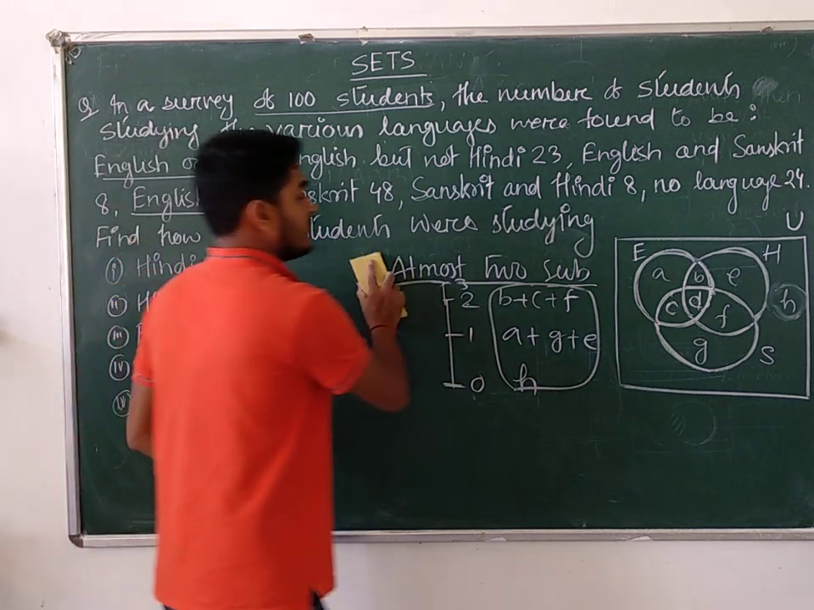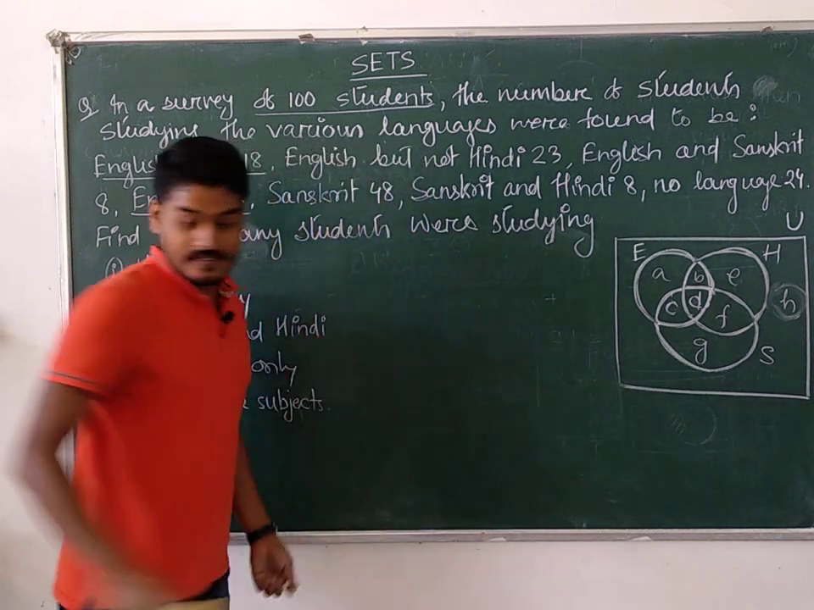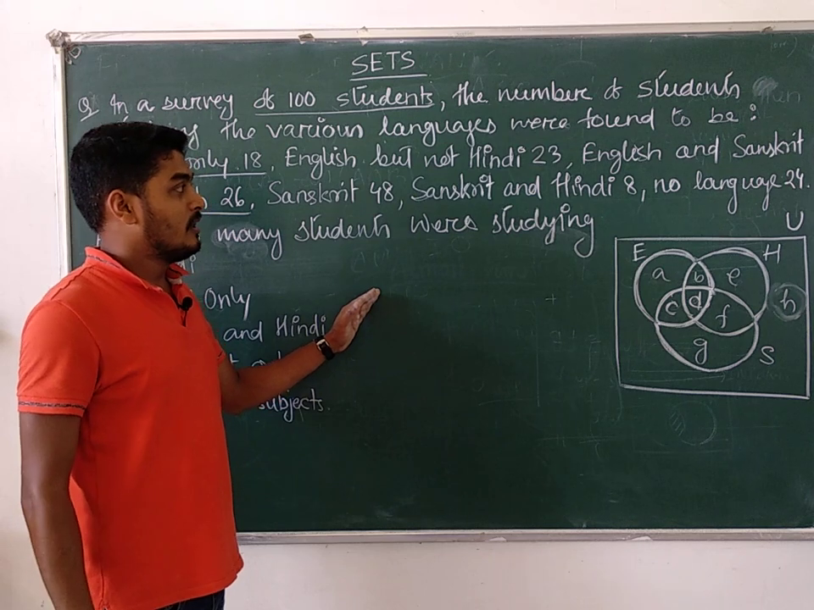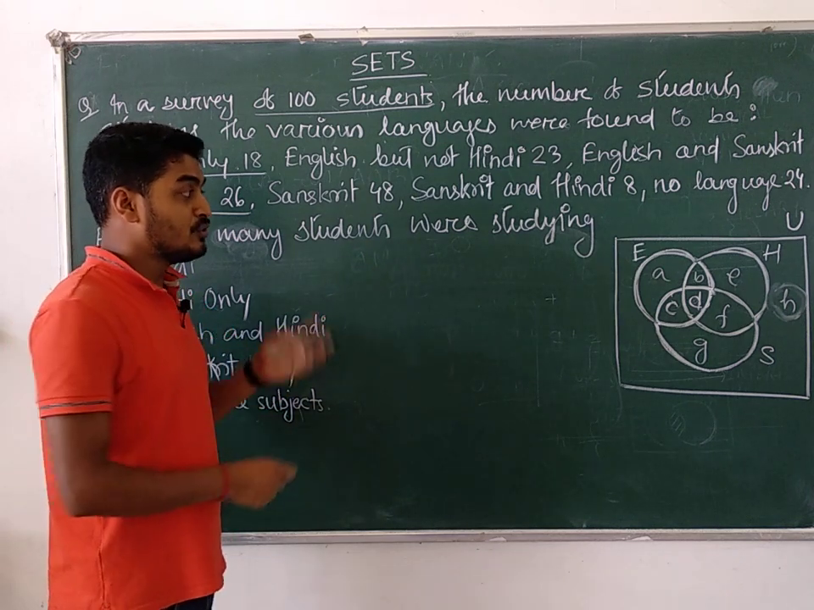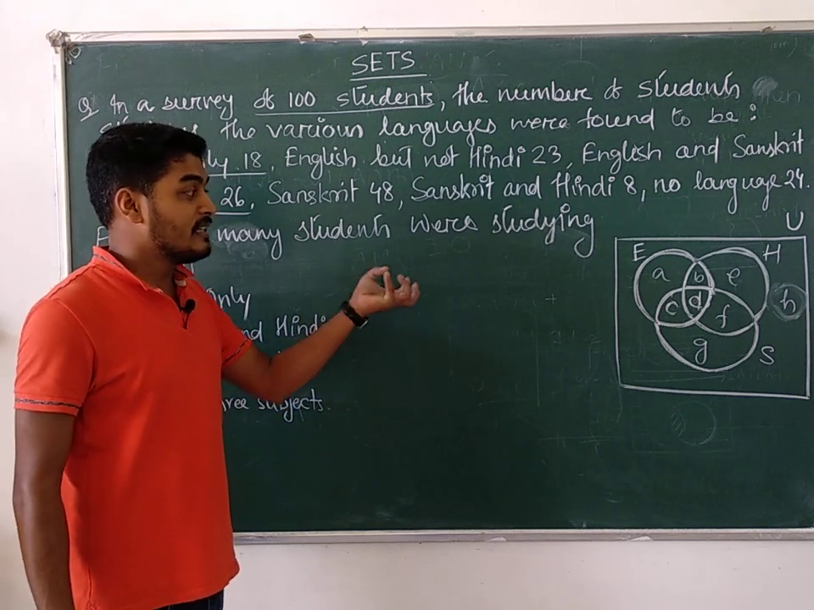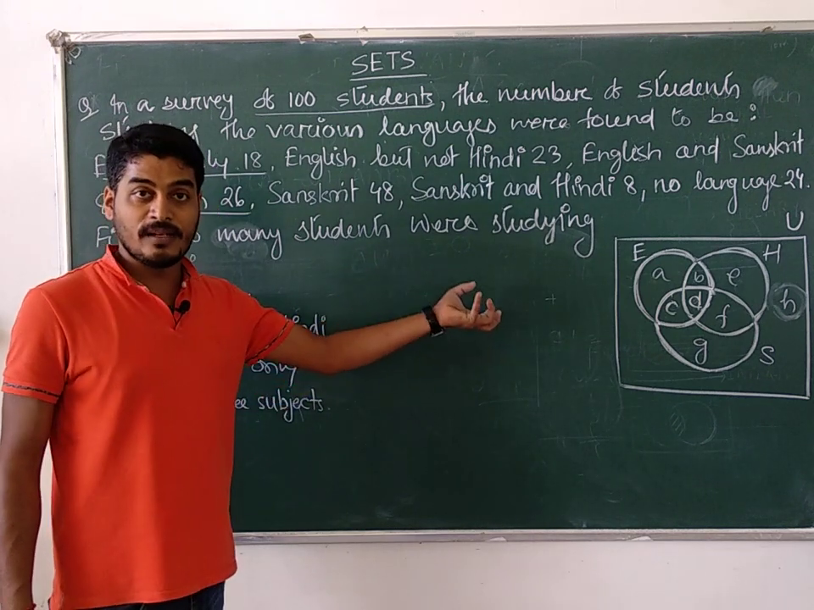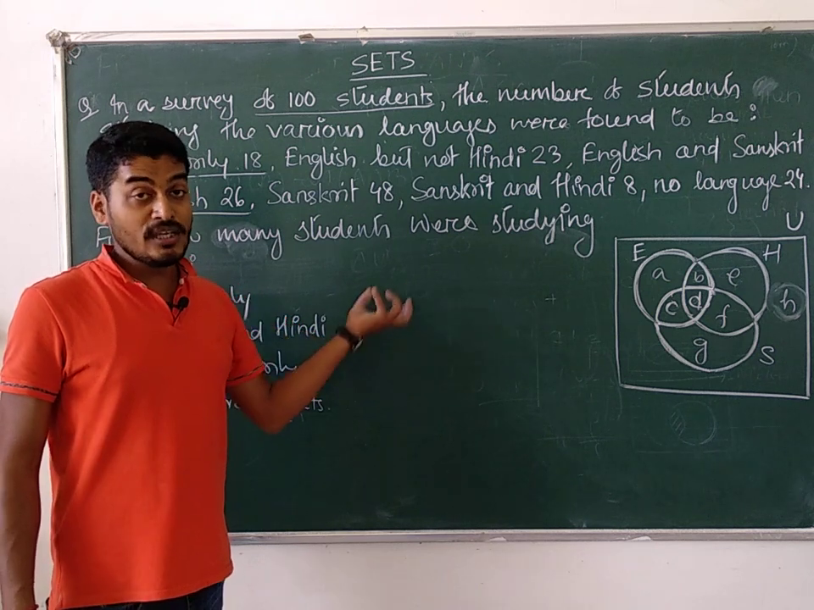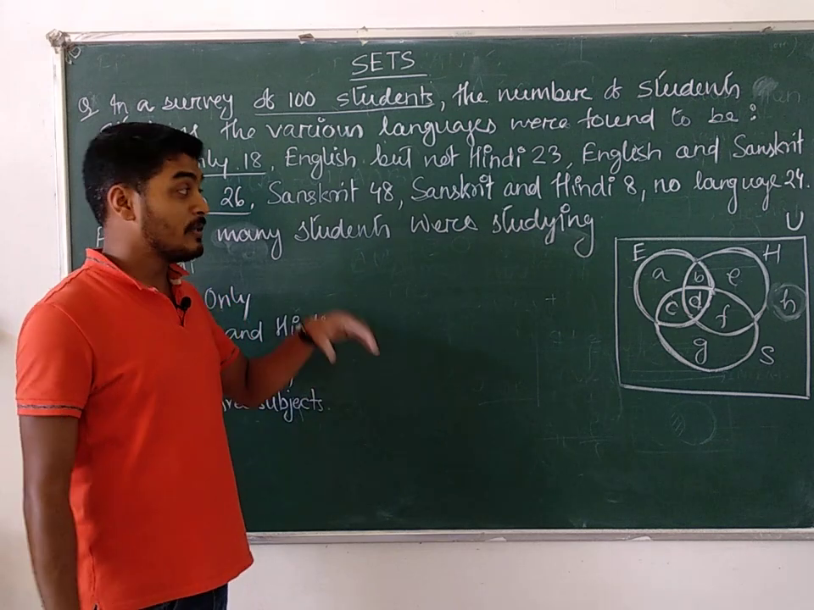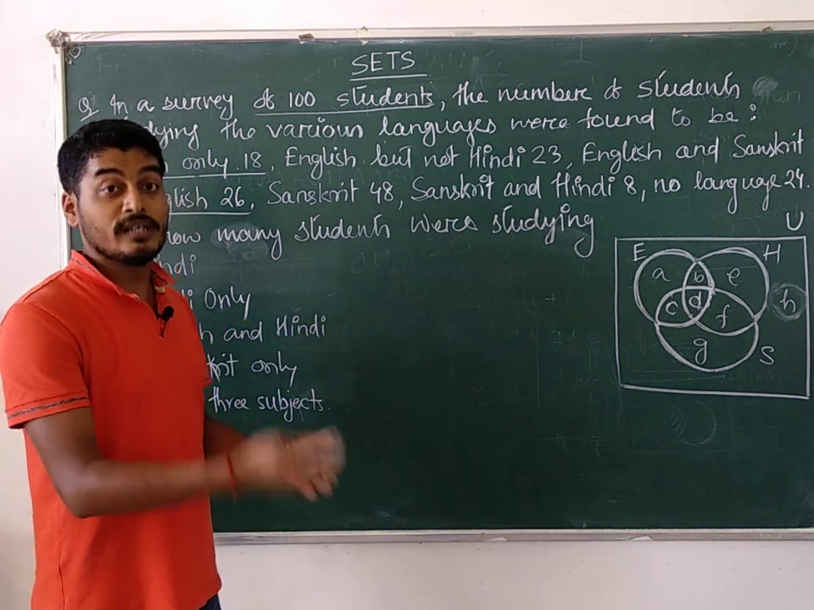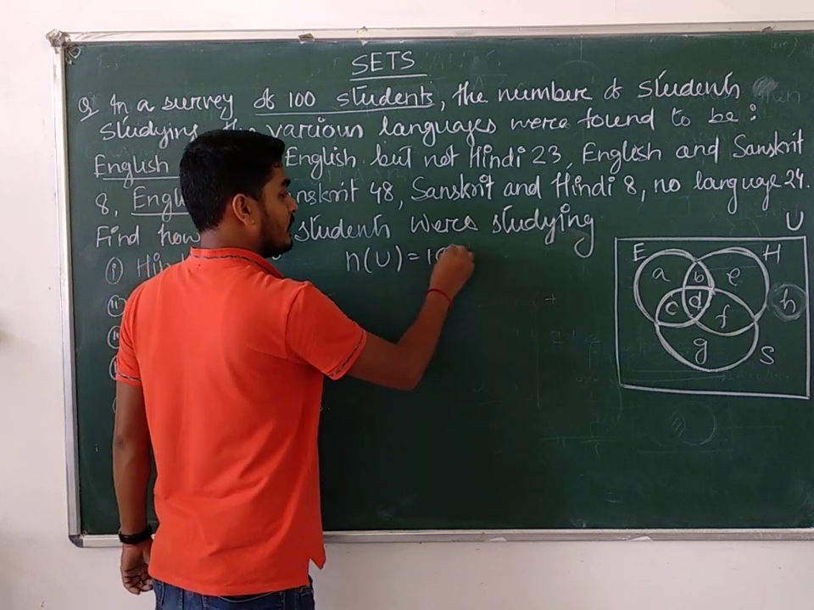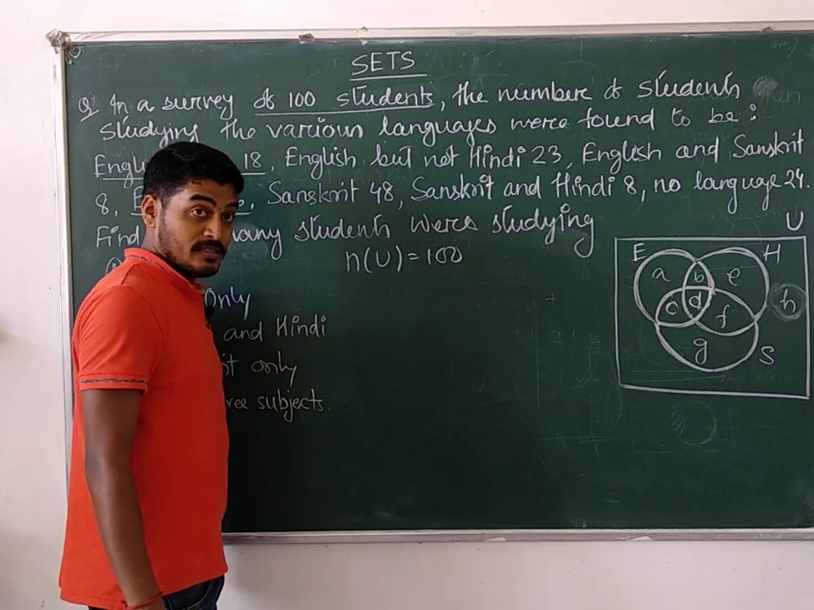In this way we can easily find out all those values. In your exam you have to mention all those elements. Let E, H and S represent the sets of students who read or study English, Hindi and Sanskrit respectively. First of all, you have to mention like that. And let U be the set of people among whom the survey is done. We consider U as the set of all the people surveyed. Therefore, n of U is equal to 100, because 100 students are there where the survey is done.